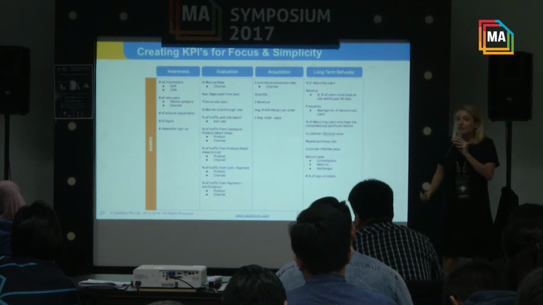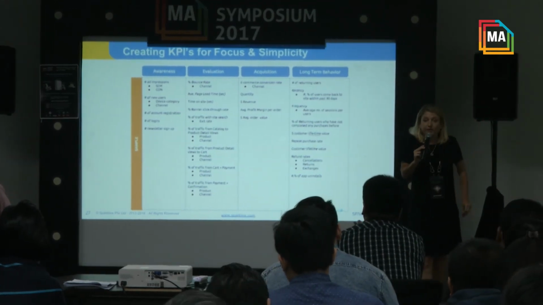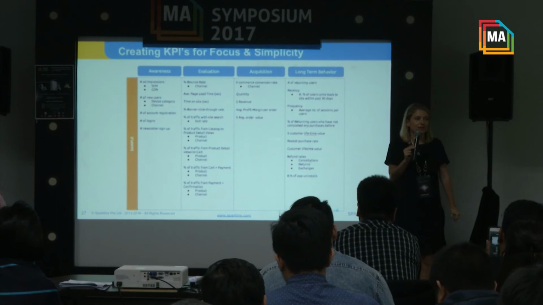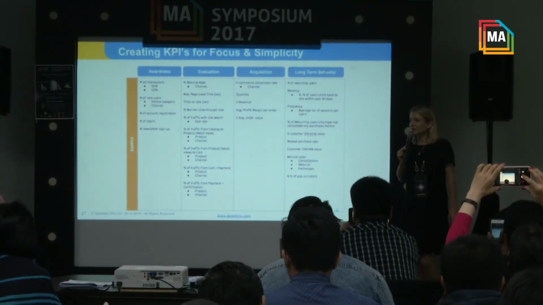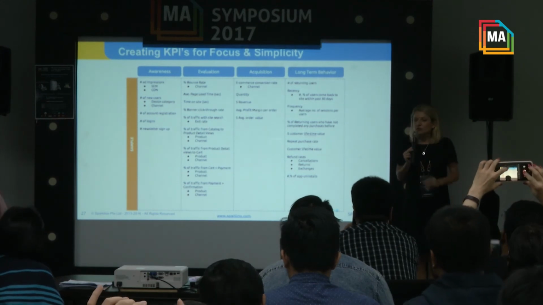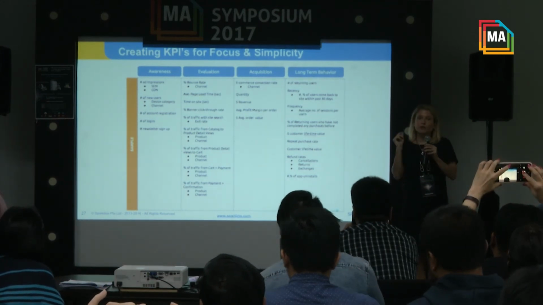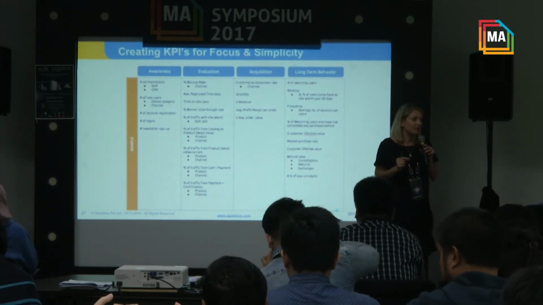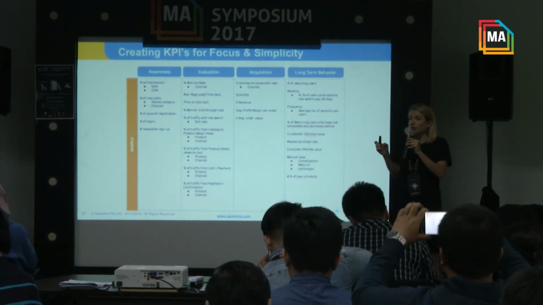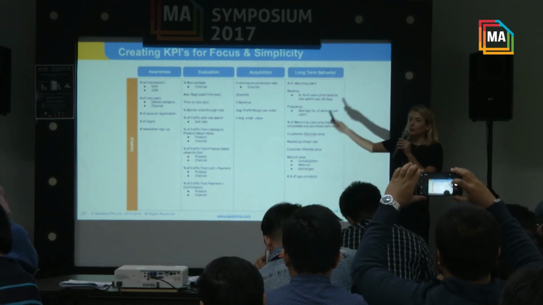The second part of this is, in Google Analytics, you can track 3,000 things. Can you make decisions on 3,000 data points? No. So what you need to do is to say, what are my top 15 to 20 things that are the most important to my business? And how we do it, and what I'm showing you here, is a KPI framework.